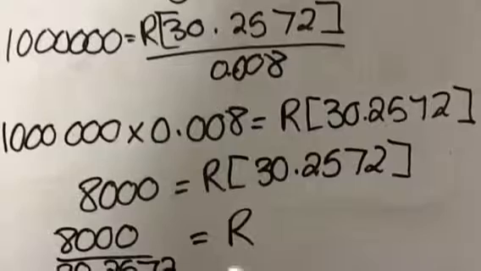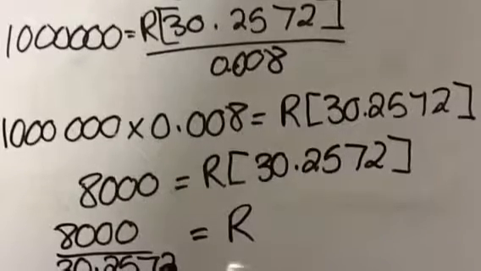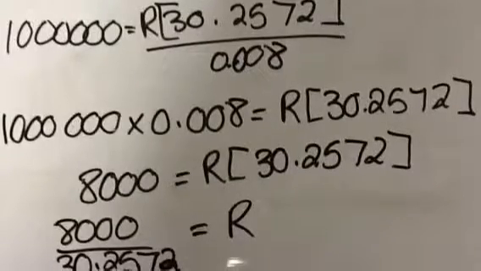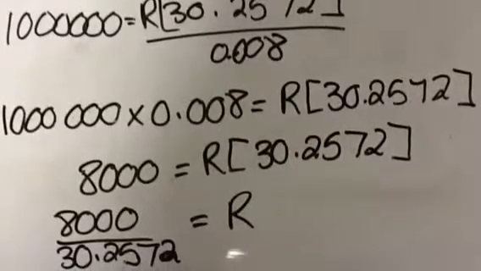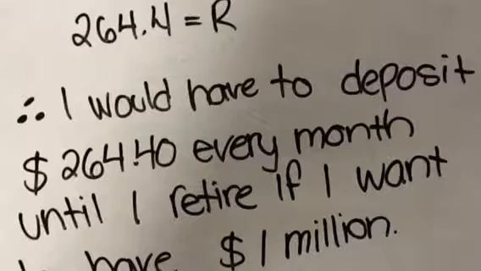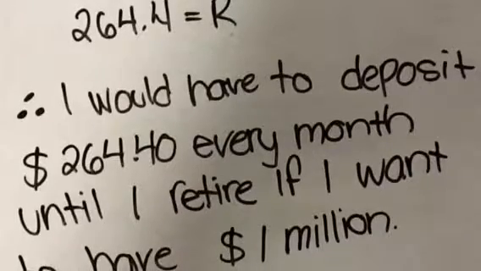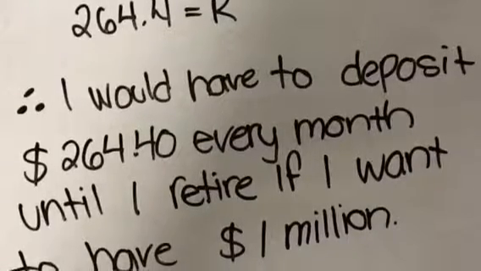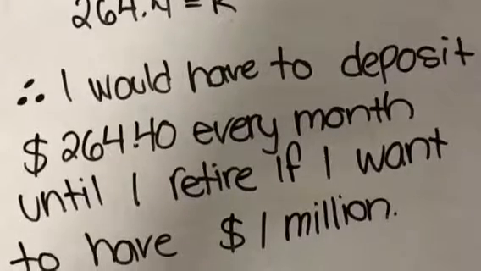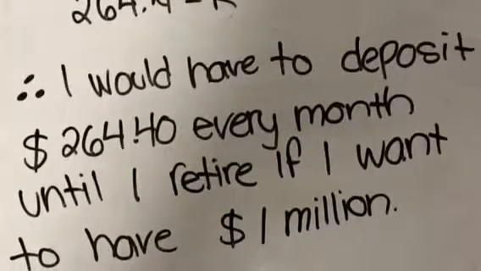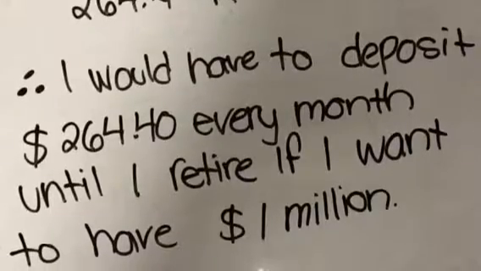And then from there, to get R alone, we have to divide 8,000 by 30.2572. R will equal 264.4. Therefore, I would have to deposit 264.4 every month until I retire if I want to have $1 million.